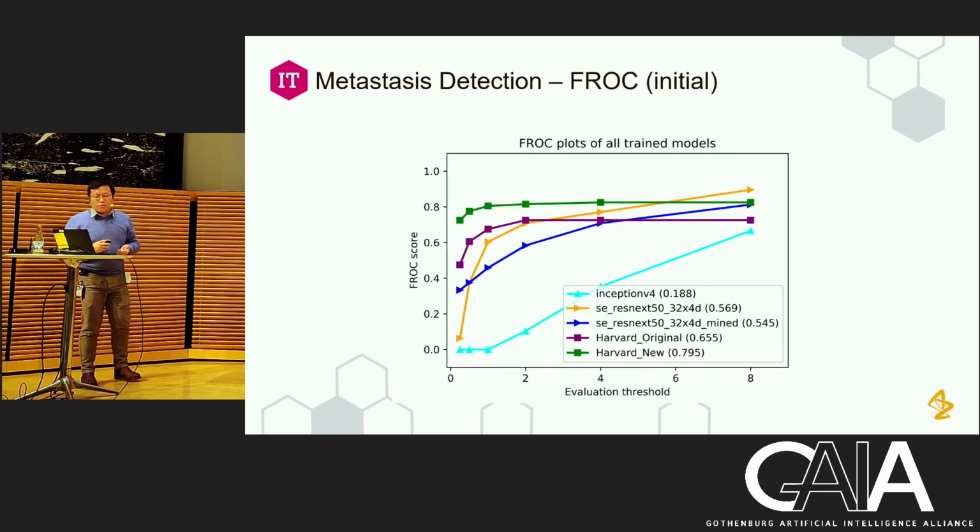Then for the FROC, initially we trained models of different architecture. Can I ask you a question? Sure. Do you measure AUC on the augmented data set or the original data set? No, the AUC is measured on the test set. There's no augmentation there.